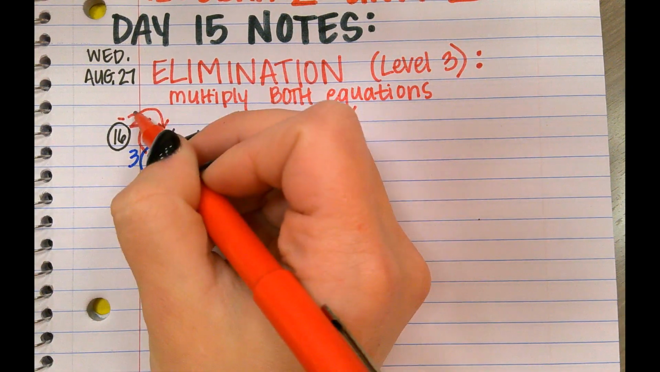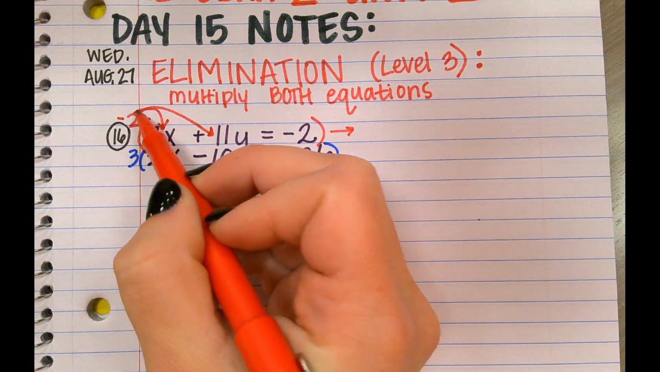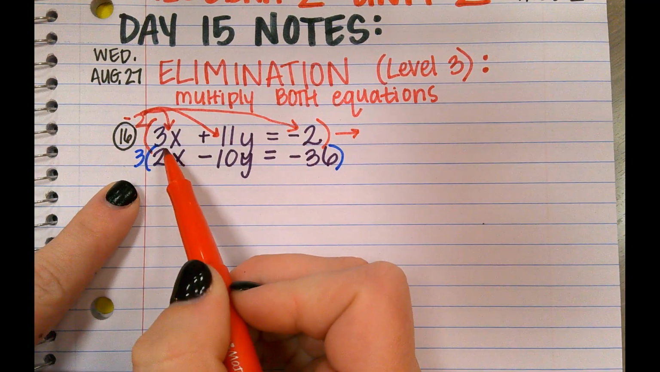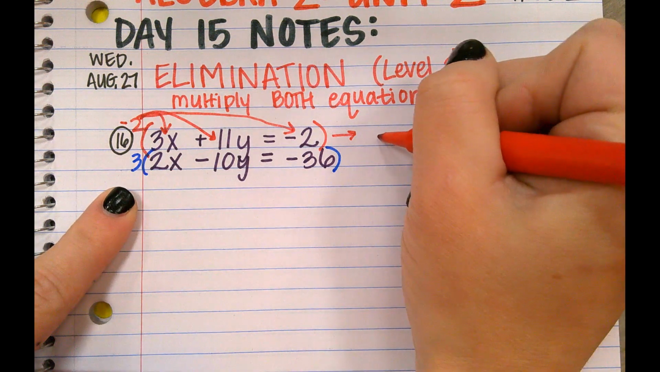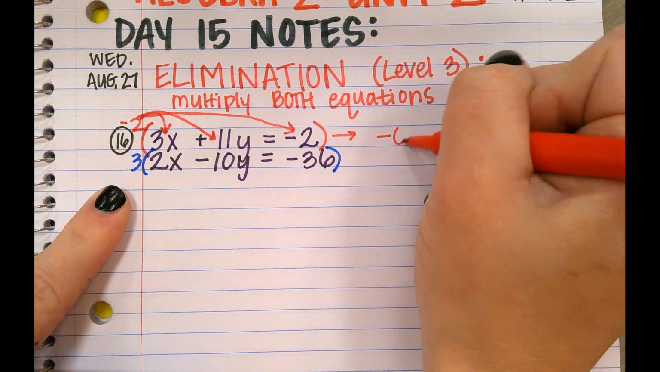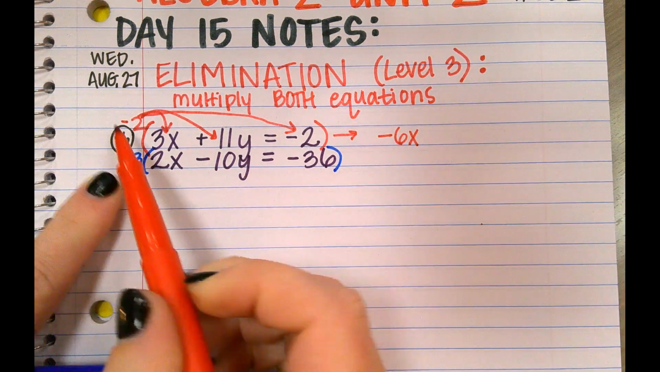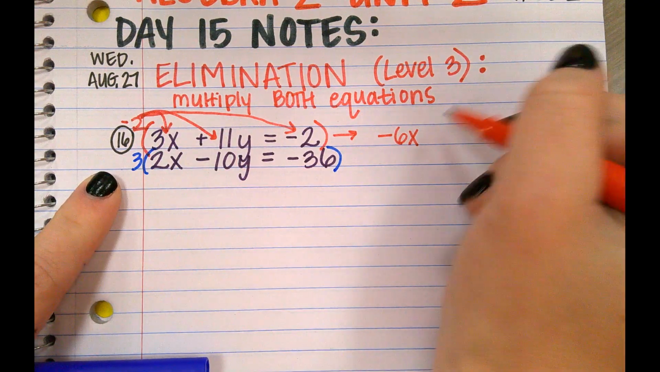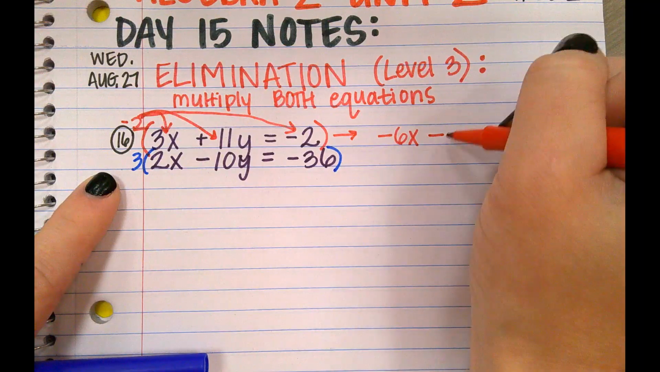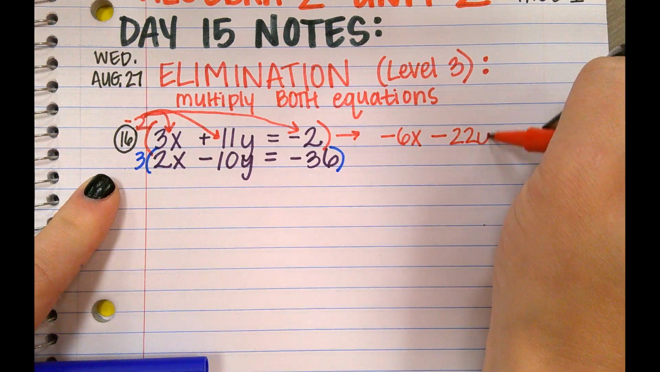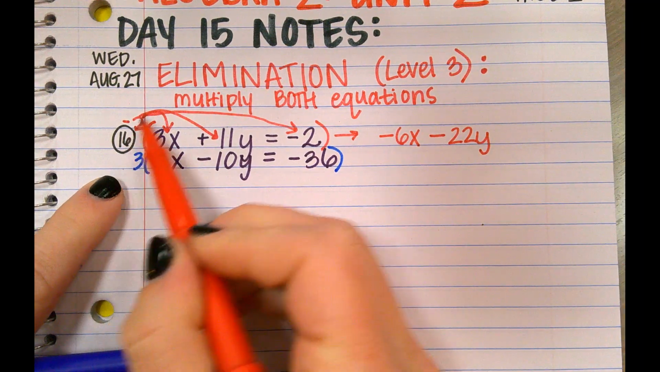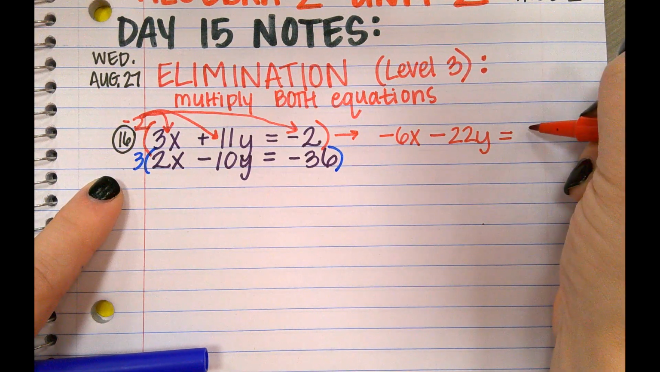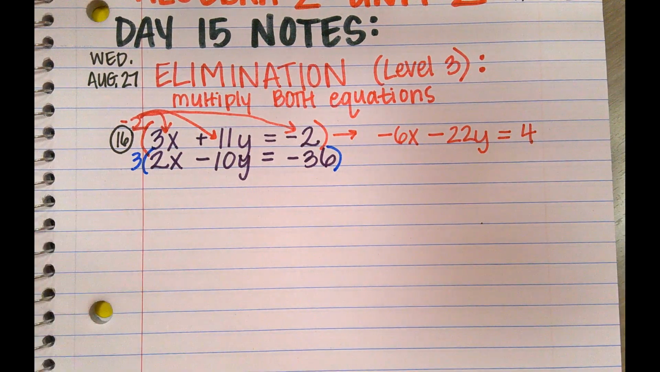So now we just follow the same steps. I'm going to distribute -2 times 3x gives me -6x. -2 times 11y gives me -22y. -2 times -2, +4. Okay.